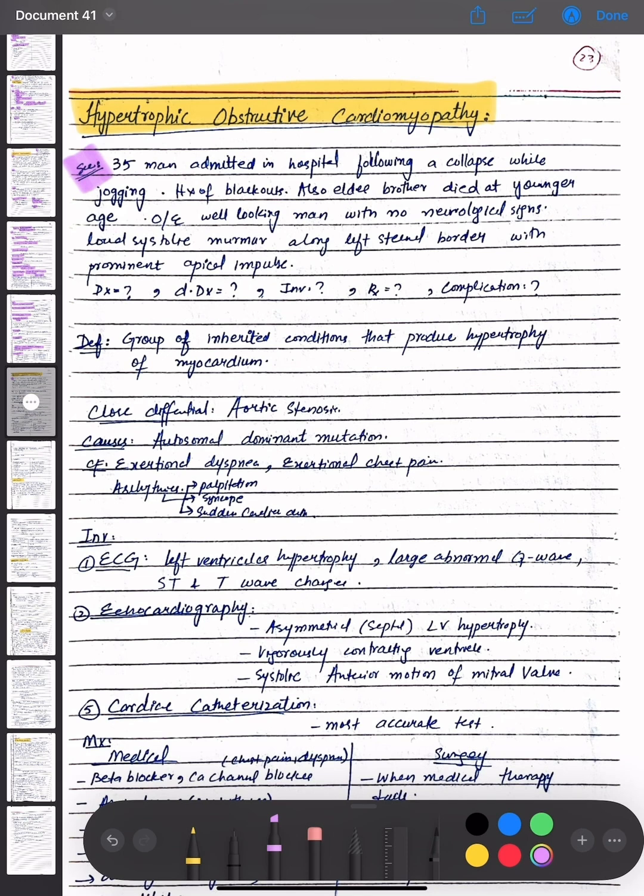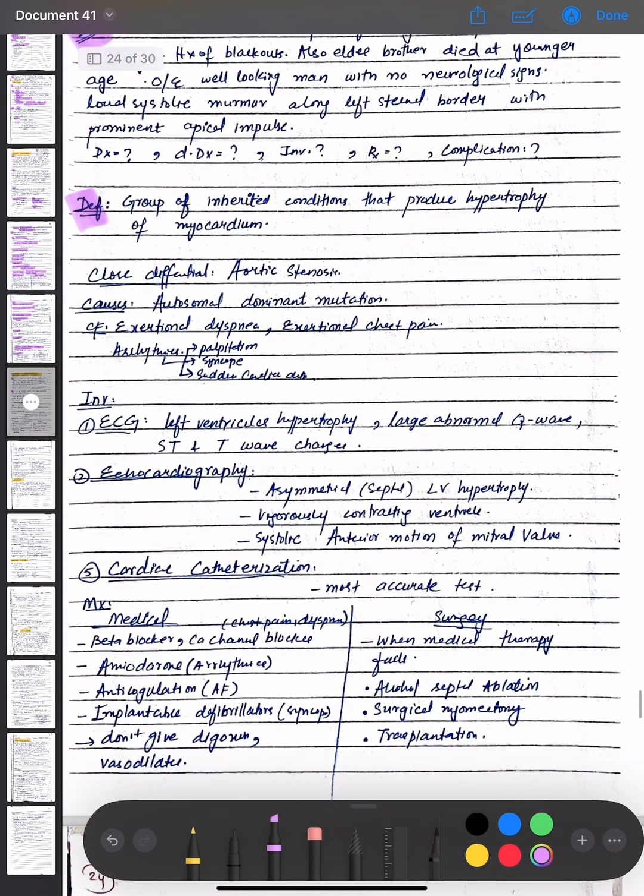So what is the definition? It is the group of inherited conditions that produce hypertrophy of myocardium. Okay, the closed differentials are aortic stenosis. The causes are autosomal dominant mutation. The clinical features are exertional dyspnea, exertional chest pain, arrhythmias, that is palpitation, syncope, and sudden cardiac death.